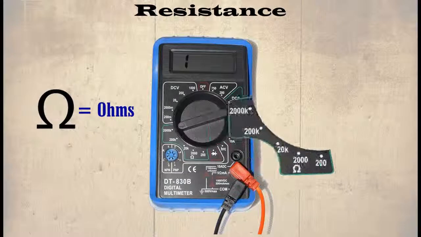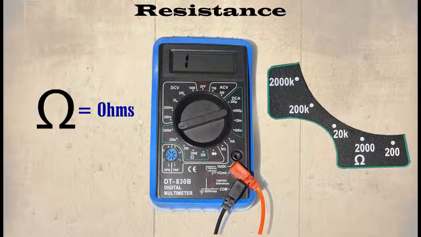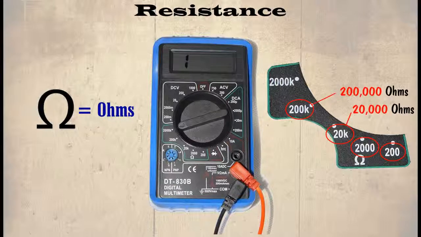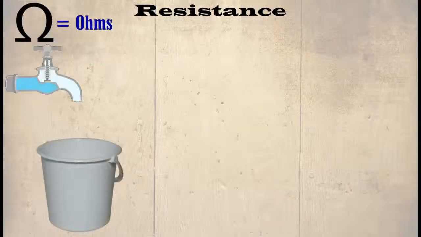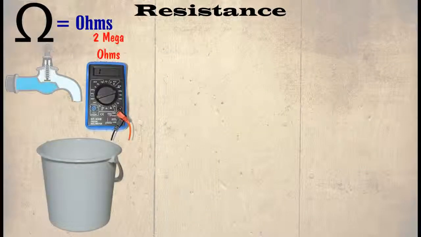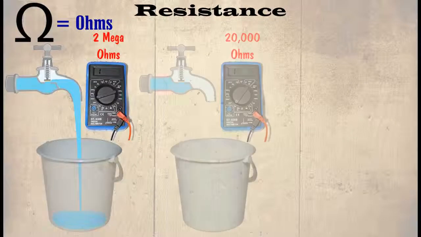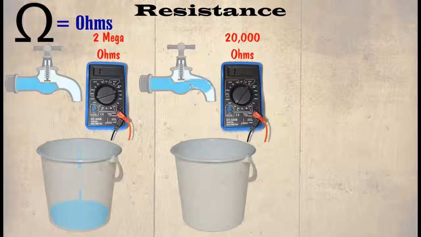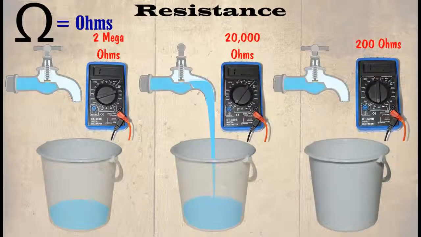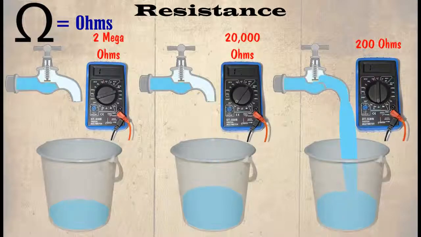On this meter we can see we can measure in different scales. Up to 200 ohms, 2000 ohms, 20 kilo ohms or 20,000 ohms, 200 kilo ohms or 200,000 ohms, and finally 2000 kilo ohms or 2,000,000 ohms, which is 2 mega ohms. The way we can relate to this is at 2 mega ohms our tap is just being turned on. In other words, the resistance is very high, while at 20 kilo ohms we have opened the tap much wider, and at 200 ohms the tap is almost fully opened.